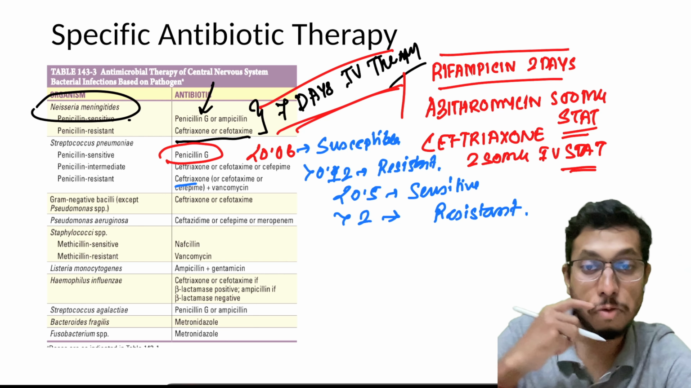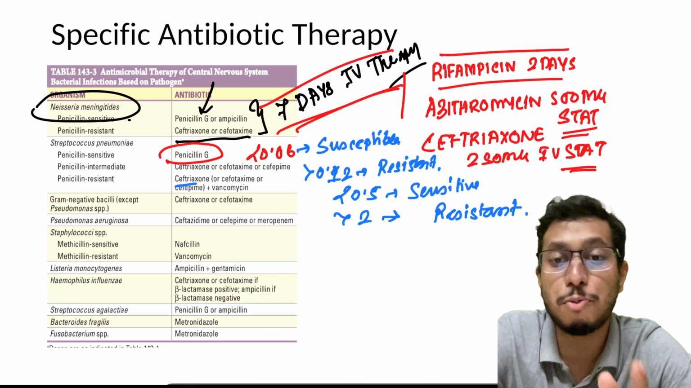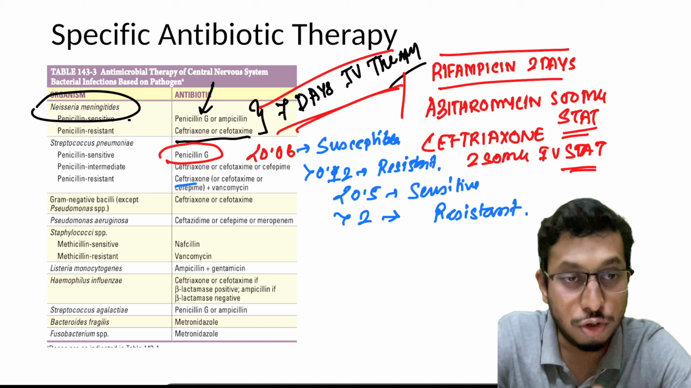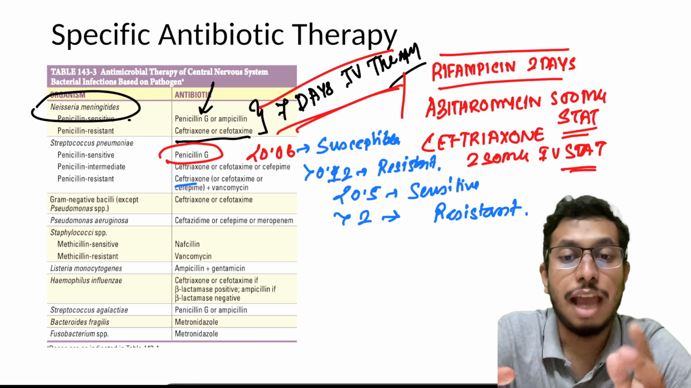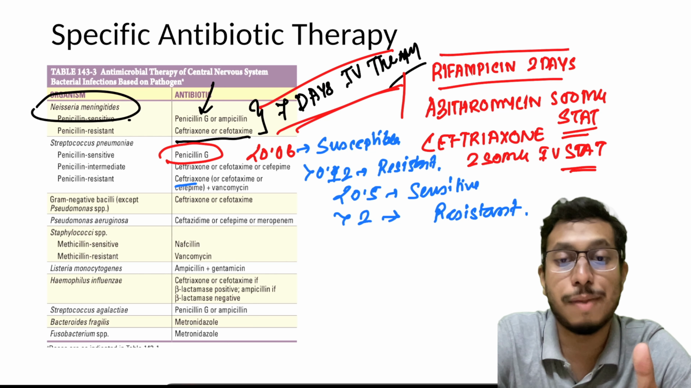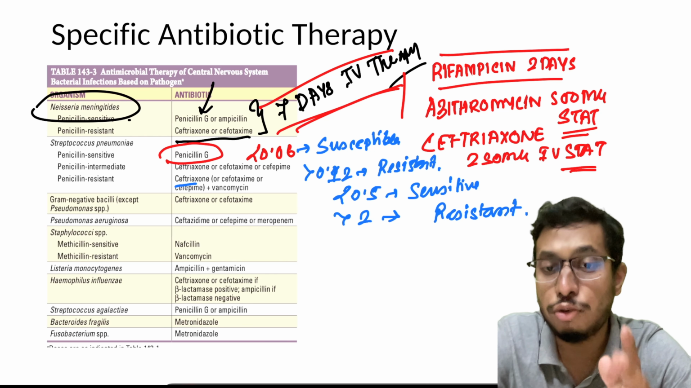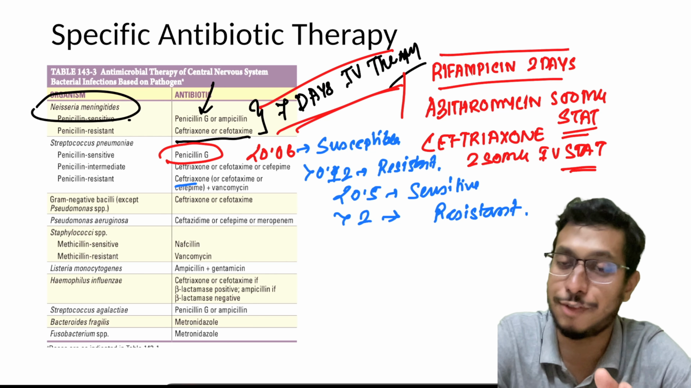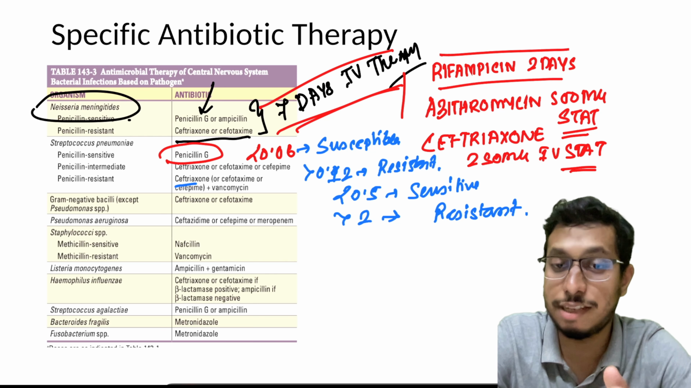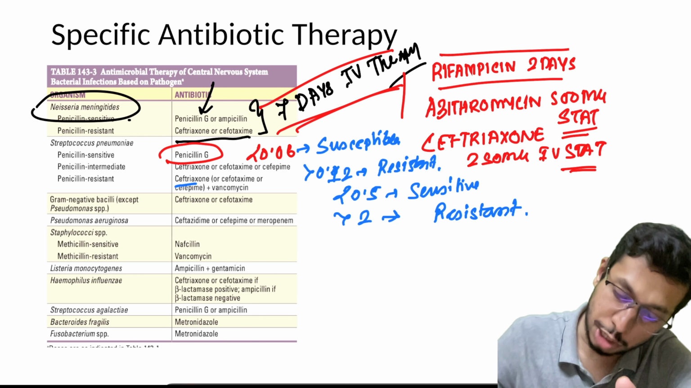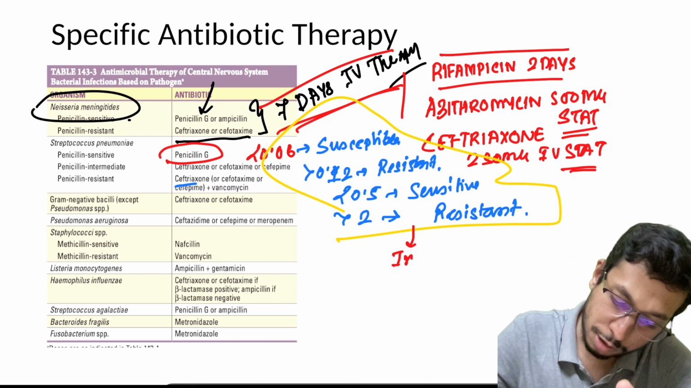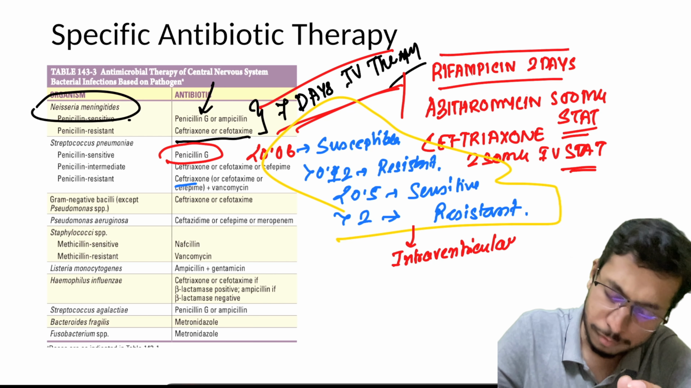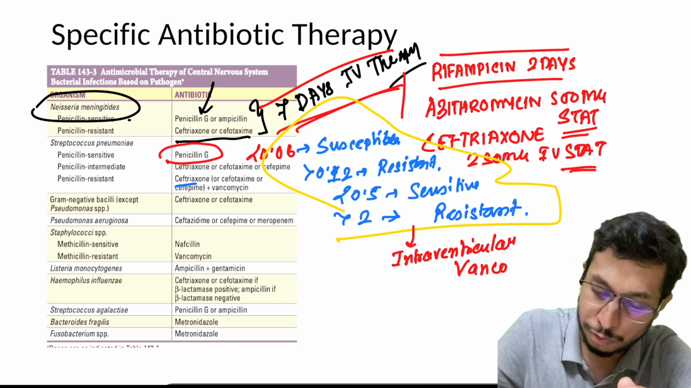All right. Now, the duration of pneumococcal meningitis treatment should be around 2 weeks, and repeat lumbar puncture at 24 to 36 hours to check for CSF sterilization. If there is persistent infection, in such cases we need to go for intraventricular vancomycin.